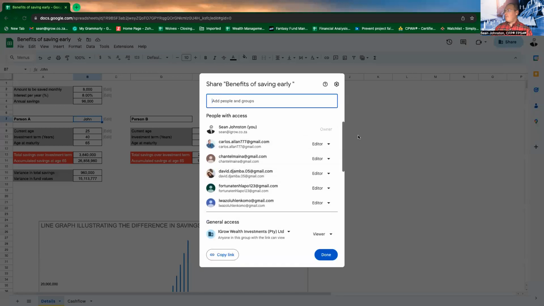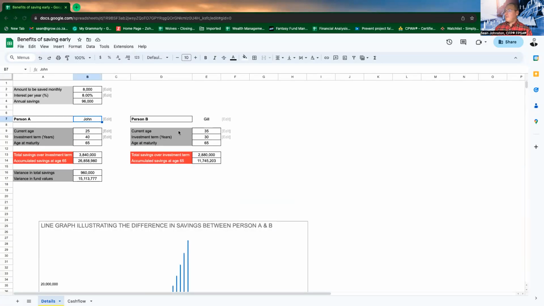There are quite a few people that have been accessing this document already. But essentially what you can do is you can edit all the cells here that has got the edits over here, and it'll then do the calculations for you. So in this case, we're just using 8,000 per month as the savings. There's no escalation on this. I've kept it very basic.